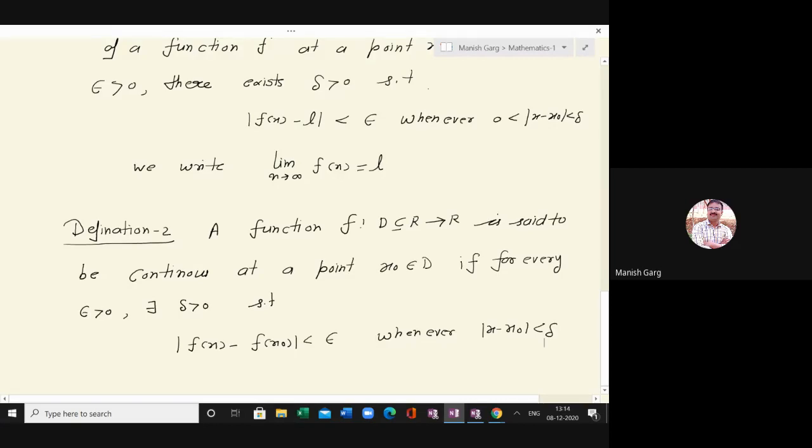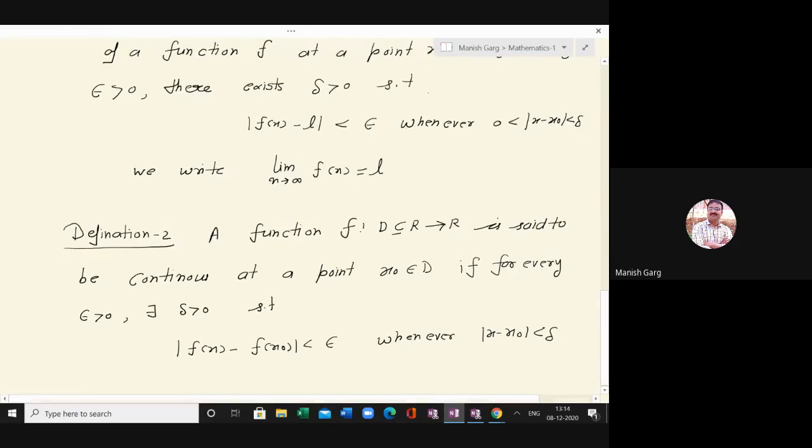So what is the difference between limit and this? Sir, I have a network issue, so I cannot end the class. Please mark me.